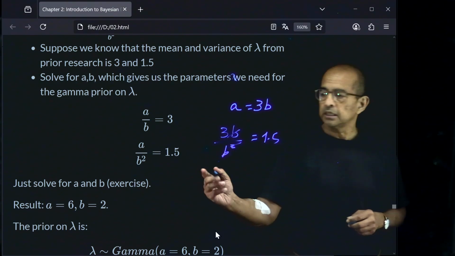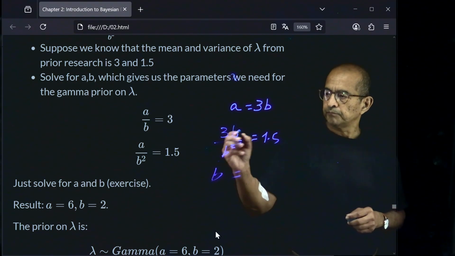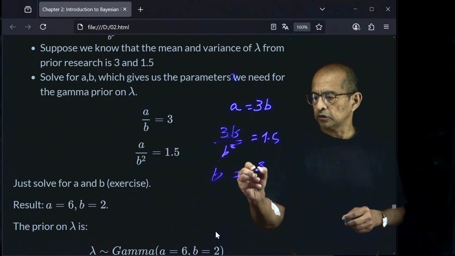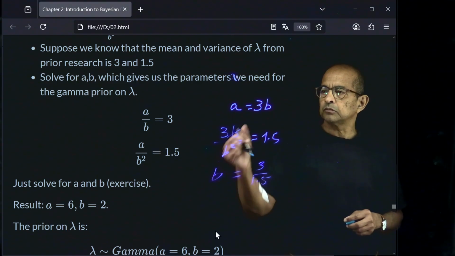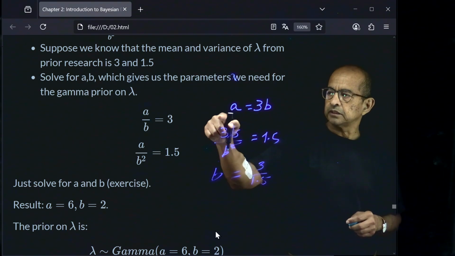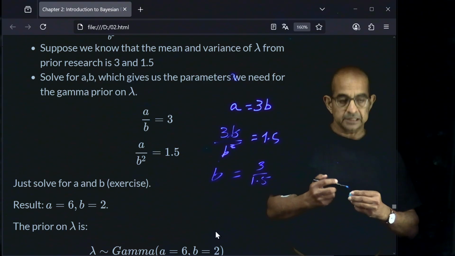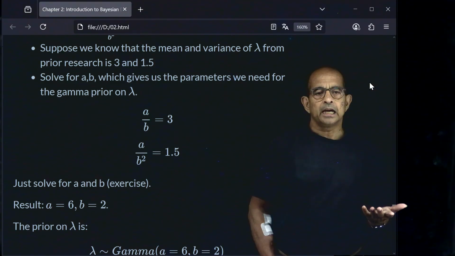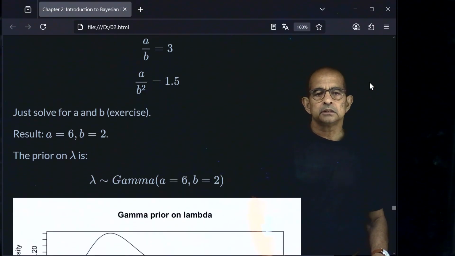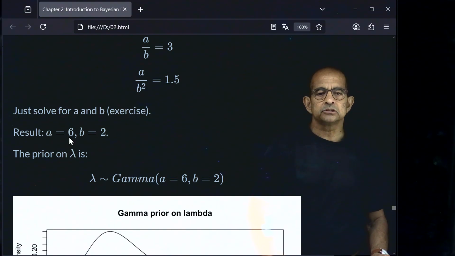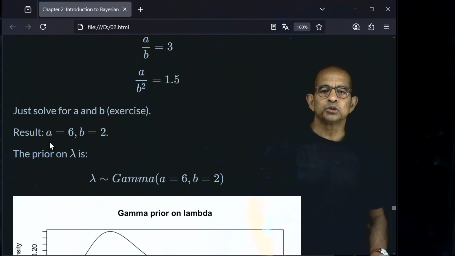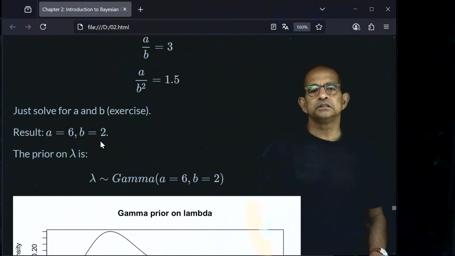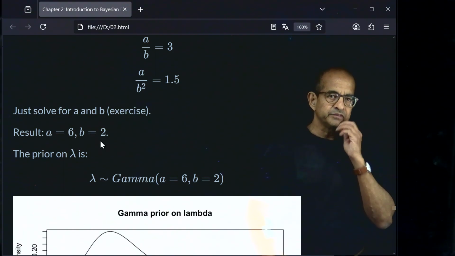And what that gives me is that b is 3 over 1.5. Similarly, once I know b, I just plug 3 over 1.5 in and I get a. So I've solved for a and b. That's it, it's as easy as that. I just computed the hyperparameters a and b. Unless I made a mistake in my equations, you're going to get the result that a is equal to 6 and b is equal to 2.